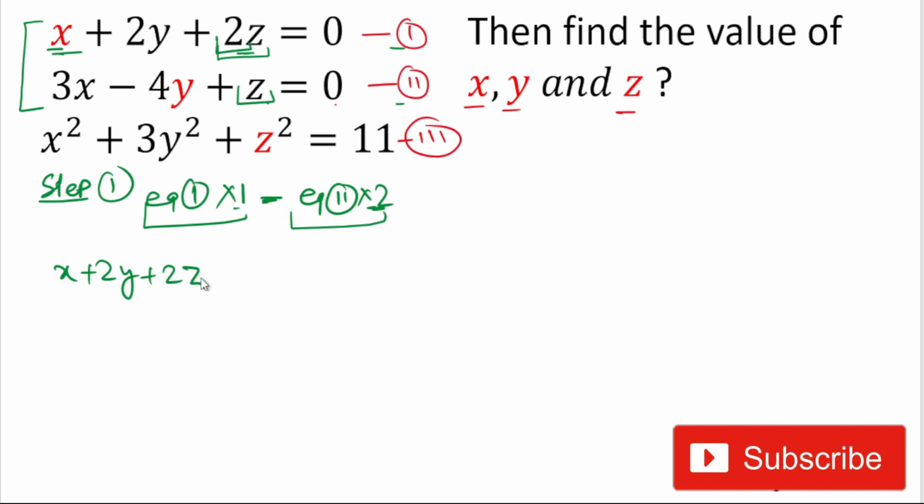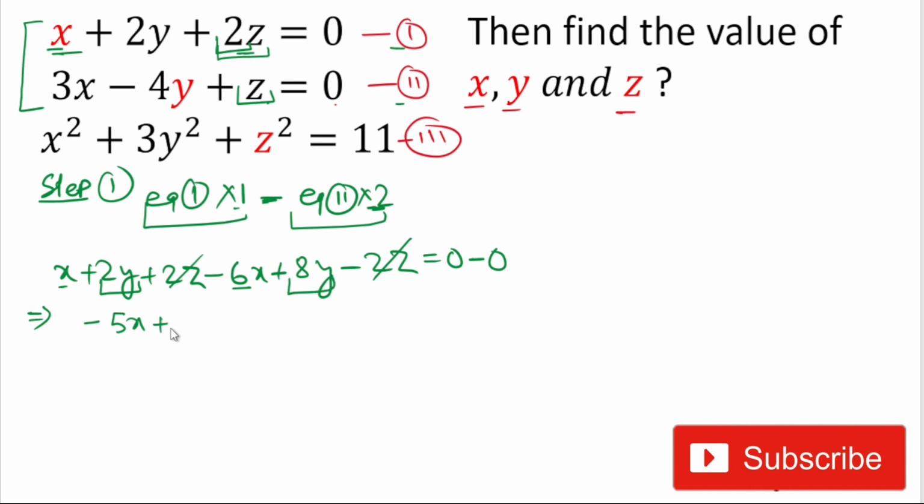That will be 3 times 2 is 6, so we subtract 6x. Minus and minus gives plus, 4 times 2 is 8y, minus 2z equals 0, and 2 multiplied by 0 is 0. Now we simplify: 2z and 2z get eliminated. We get x minus 6x is minus 5x, 2y plus 8y is 10y, equal to 0.